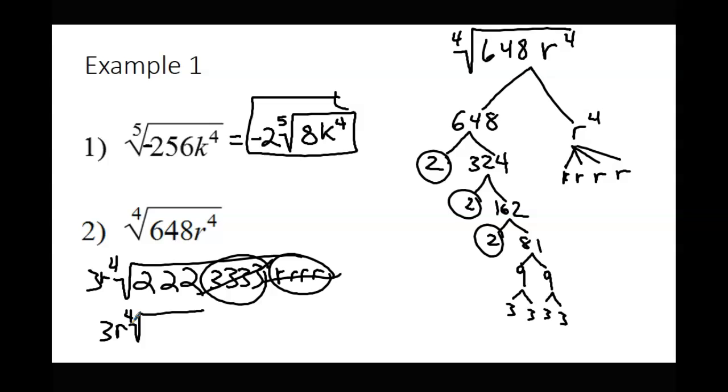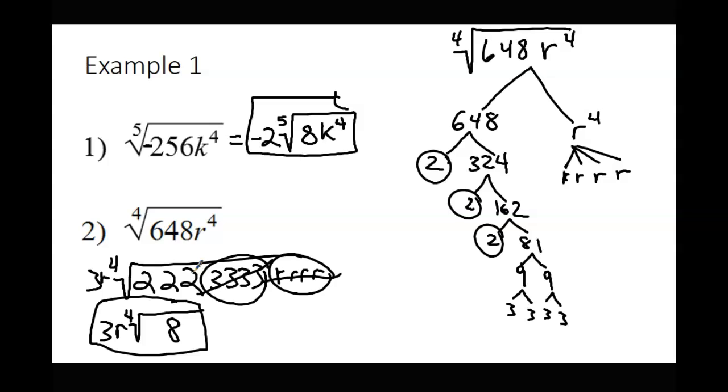That's a 3R. So on the inside we're left with 8, and there's our final answer. Okay, that's easy. If you had another 2, you could take out a 2, and then there would no longer be a root, and you would just have 6R to the 4th instead.